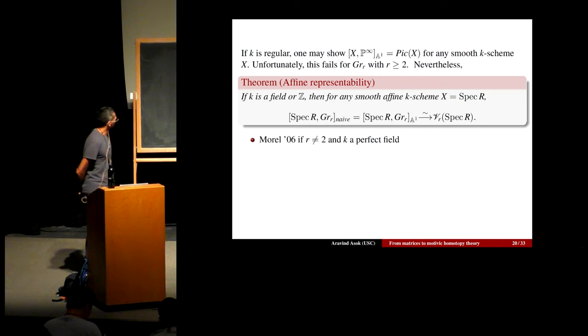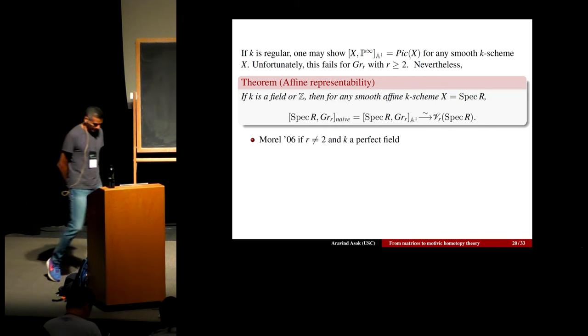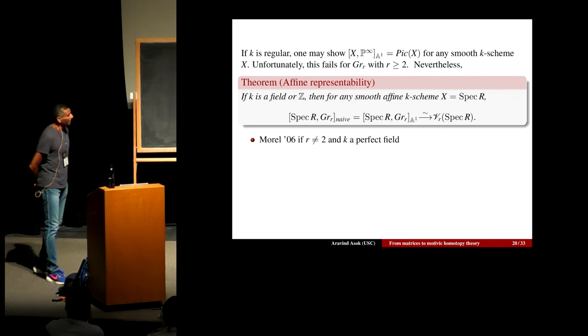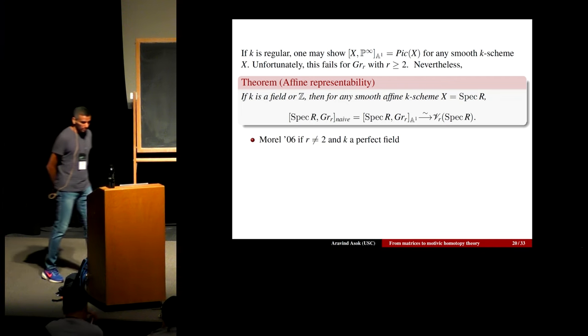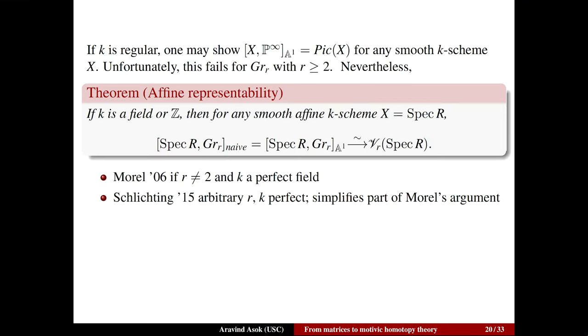All right, so this has a long history. Fabien proved this in 2006. There was some condition about R not equal to 2, and it was required that K be a perfect field. Marco Schlichting improved this proof in 2015. He removed the hypothesis that R was 2, but still required K to be perfect. So it simplified a part of Fabien's argument.